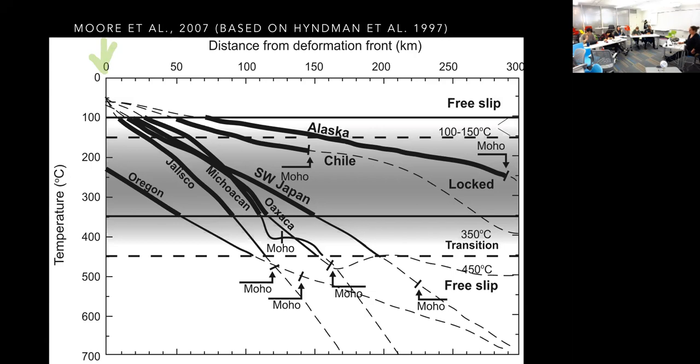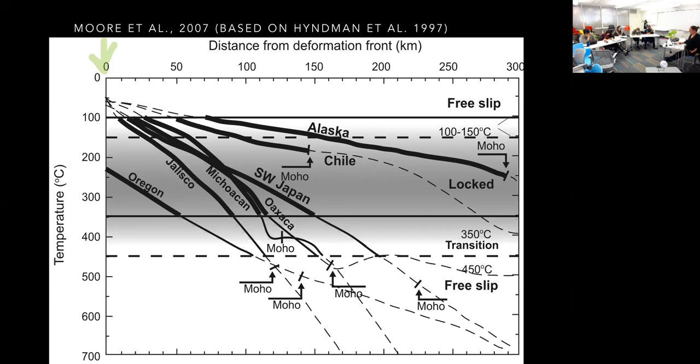So the temperature increases with depth for every one of these subduction zones, but not at the same rate. Just because subduction zones, depending on the age of the plate, the dip of the plate, the speed of the plate, they'll warm up at different rates as they go down. So these are the estimated temperatures from thermal models on the plate interface for each of these subduction zones.